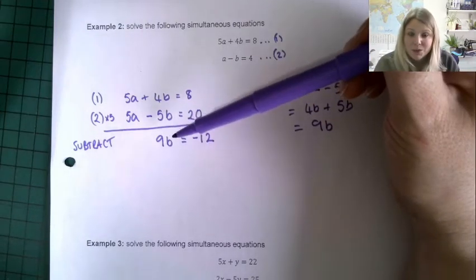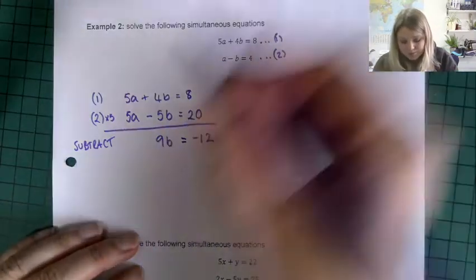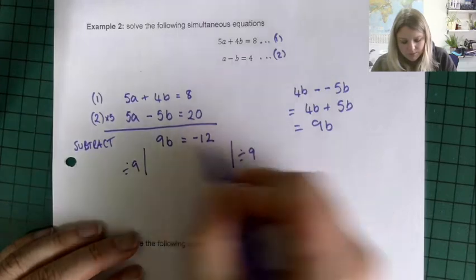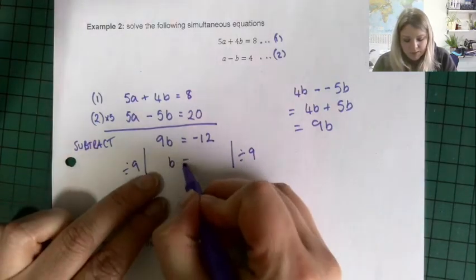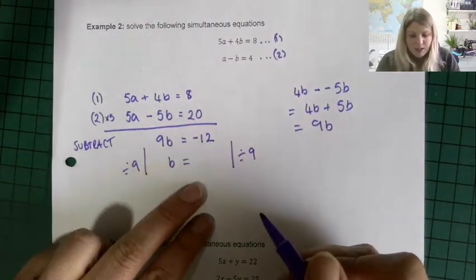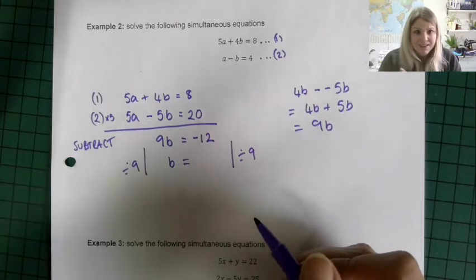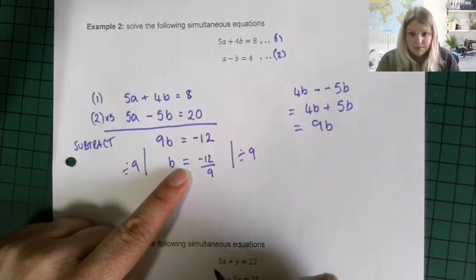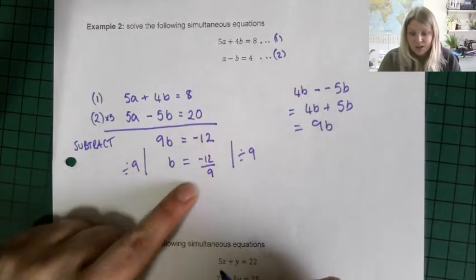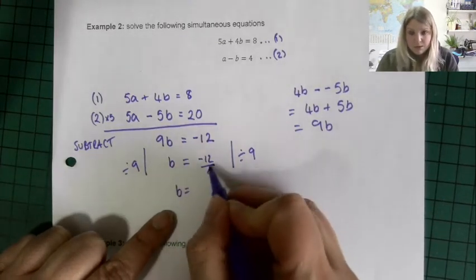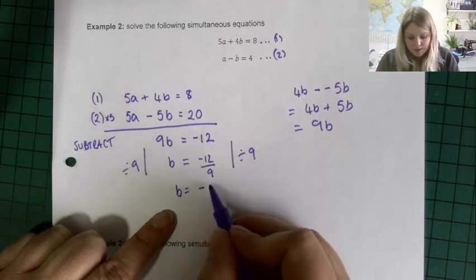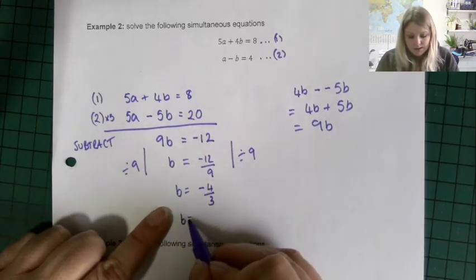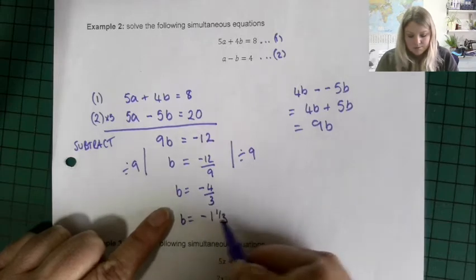To get b on its own, we're going to have to divide by 9. So draw lines down both sides. Divide by 9. So 9b divided by 9 just leaves me with b. Now with ones like this, I would probably write this just as a fraction first and then try and figure it out. So it's minus 12 divided by 9. If I simplify that fraction, 3 will go into both of these. So minus 4 over 3. So I could rewrite that as minus 1 1/3.